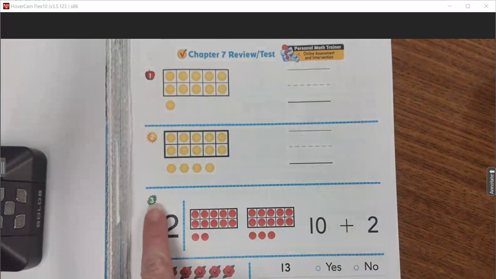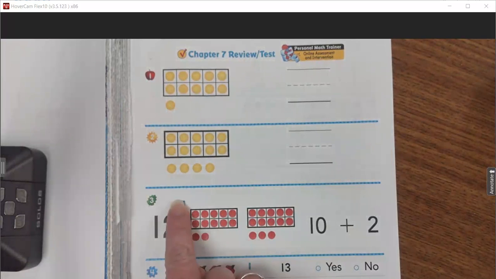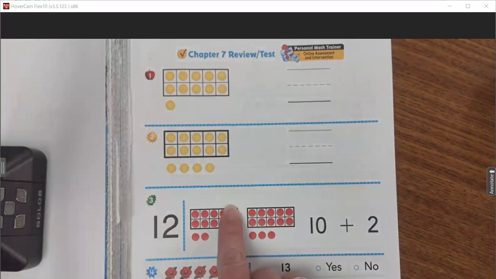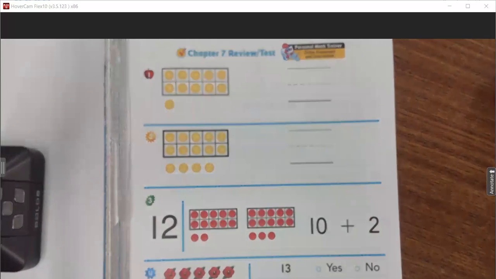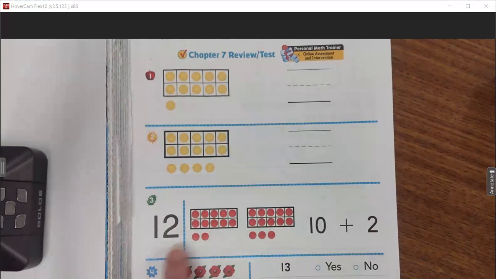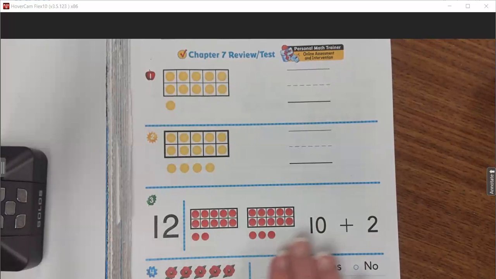Okay, number 3, you're going to choose all the ways that show 12. Sorry, I said 3, but it's 12. If this shows 12, circle it. If this shows 12, circle it. I'm going to tell you there's more than one. So there's going to be at least 2, if not more, that you're going to circle to show me 12. So circle all the ways that show 12.